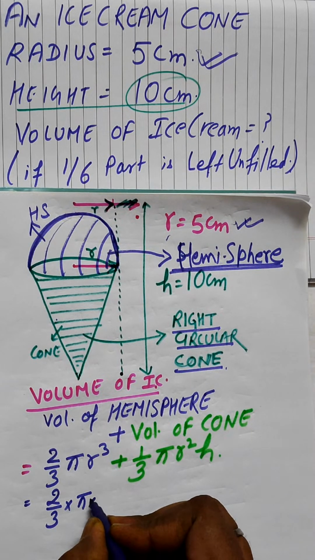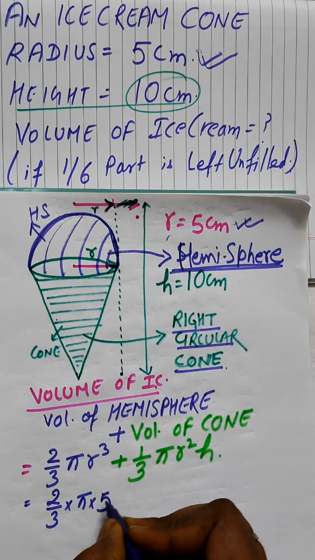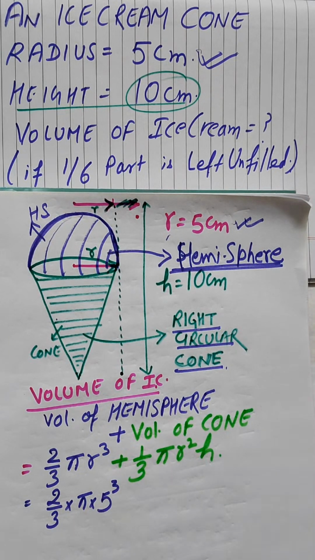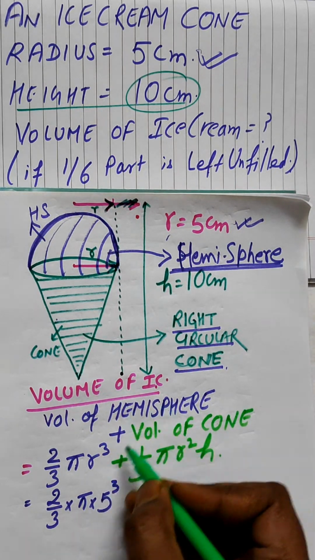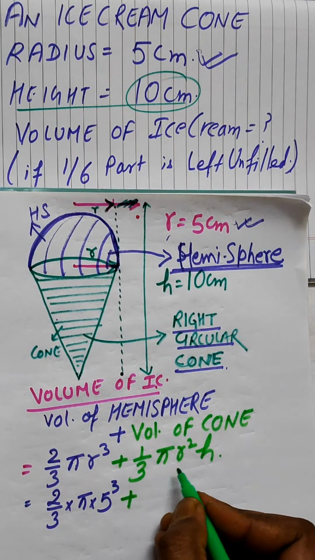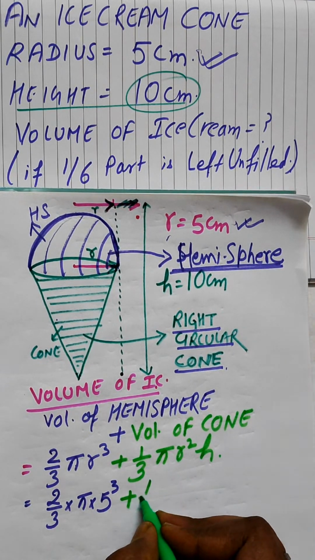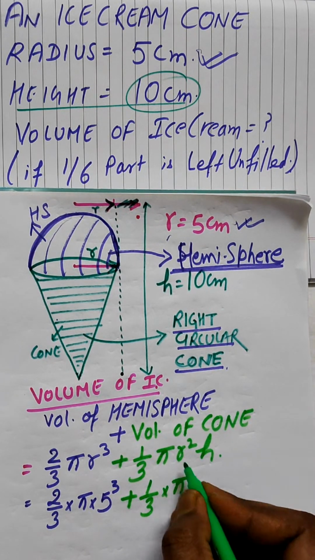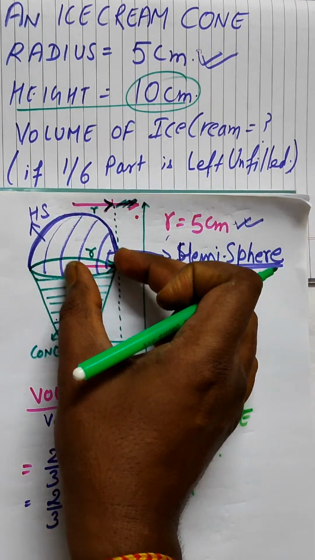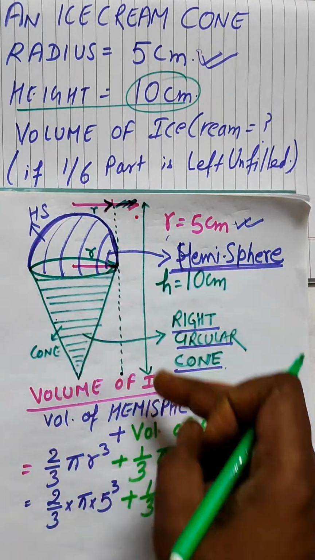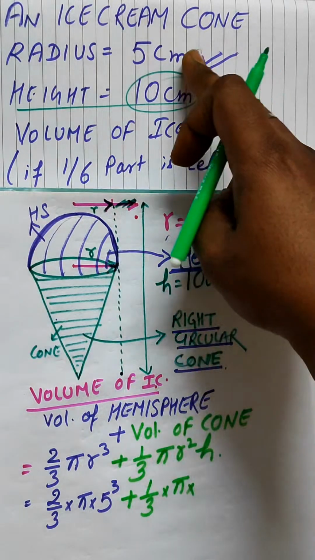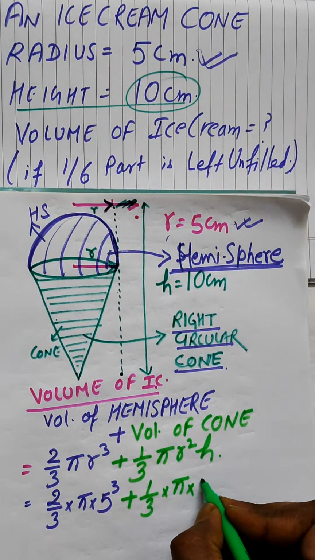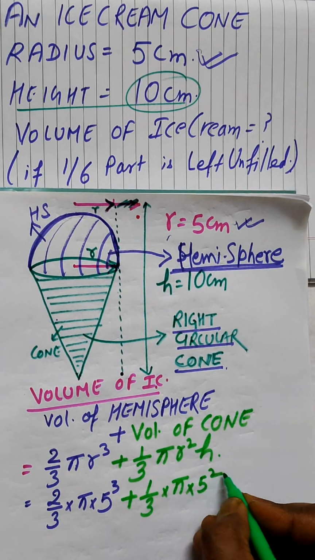So 2 by 3 into pi into 5 cube, because the radius is 5. So this is the hemisphere volume plus what is the cone's volume? Cone's volume is 1 by 3 into pi into r square. You can see the radius of the hemisphere and the radius of the cone are both the same, that is 5 centimeter. You can just observe the figure also. So it will be 5 square, right?